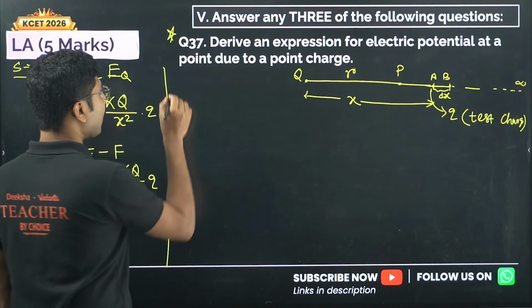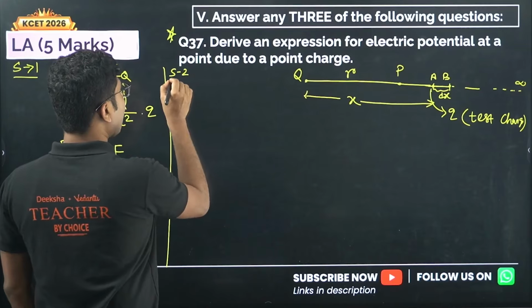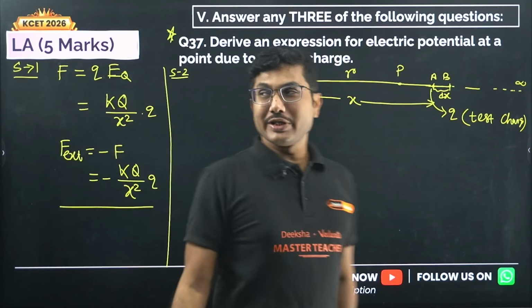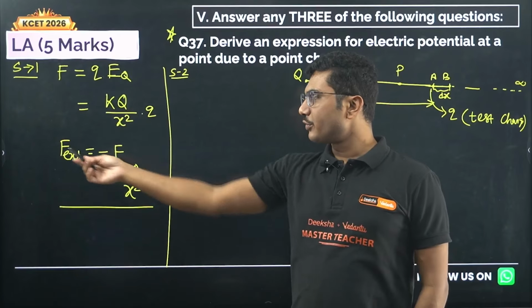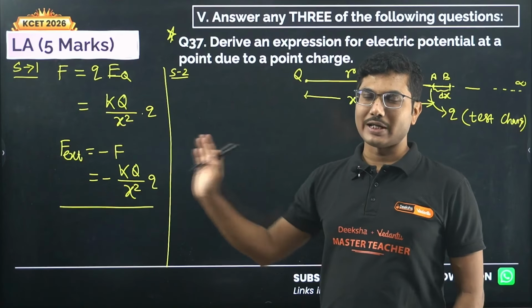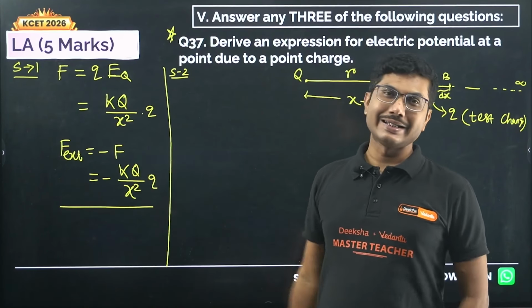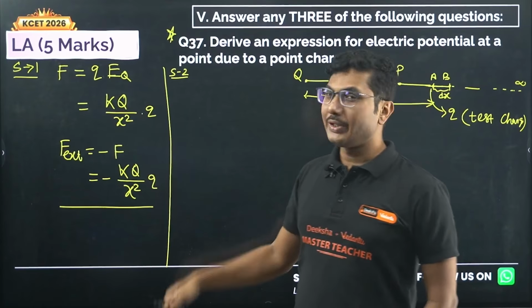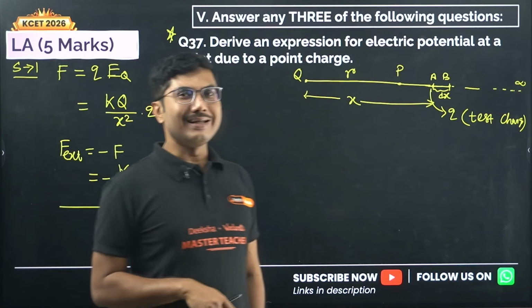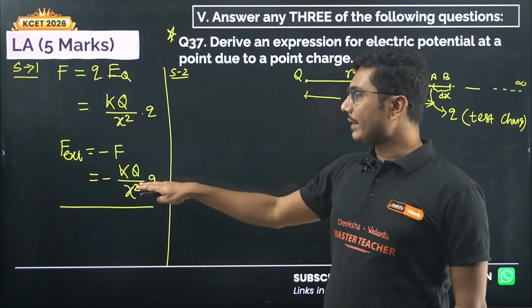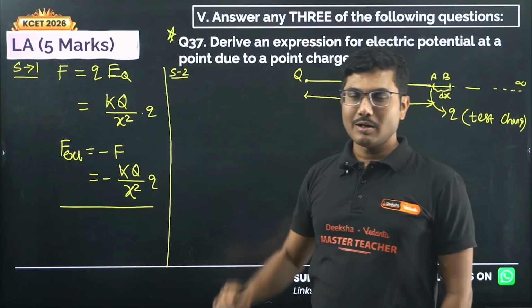Next is step number 2, calculating the work done. Now this force, as you can see, will vary with distance. If you are getting close, the force will increase. If you are going far, the force will decrease, because it is 1 upon x square. So definitely you cannot take this force and calculate for the entire journey.